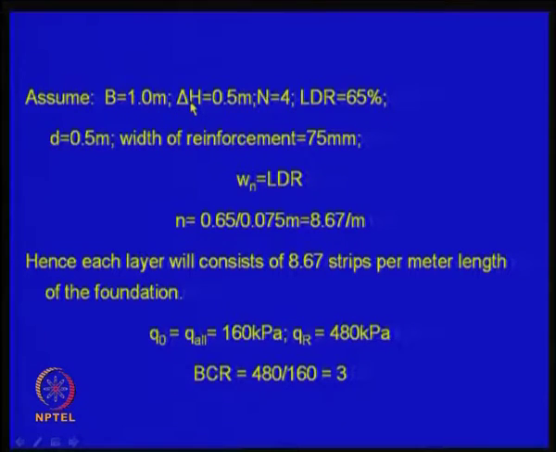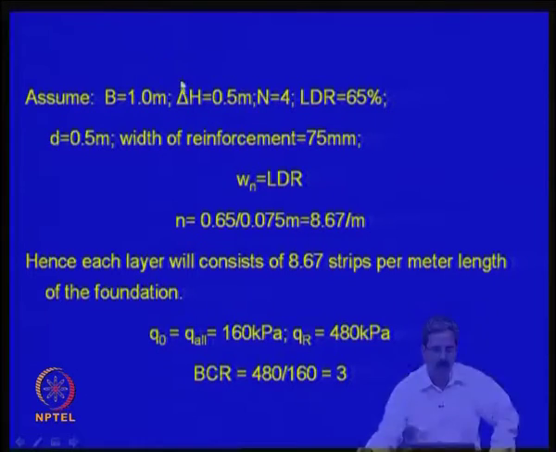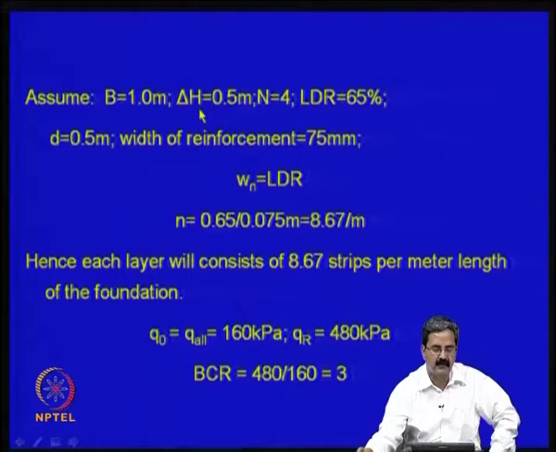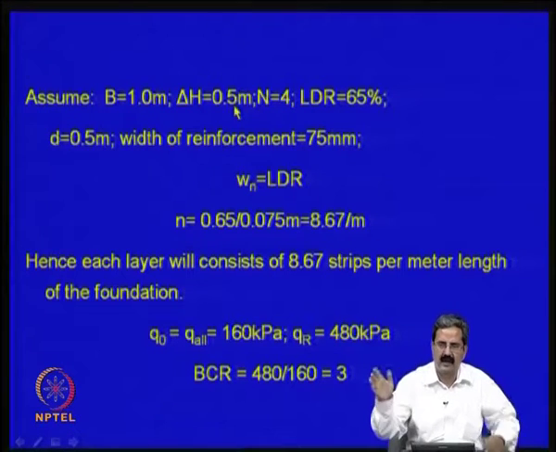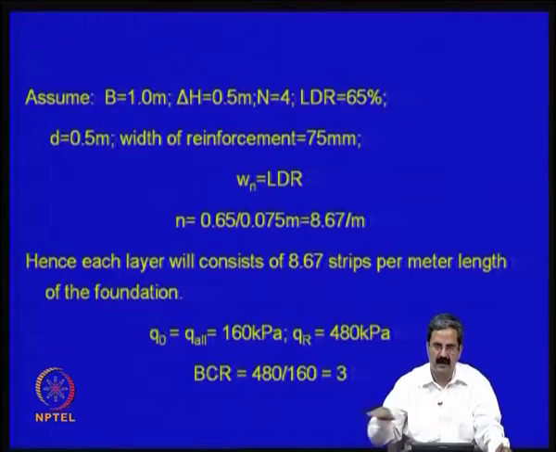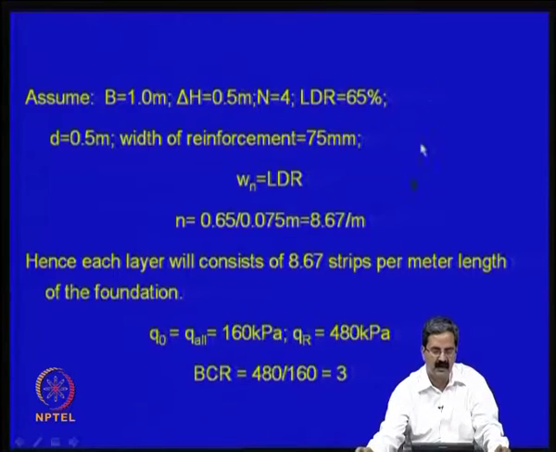As I just mentioned, I would like to avoid shear failure occurring at the top. So I place the first layer of reinforcement at delta H equal to 0.5, and the spacing is also 0.5. To maintain that, I have taken a 1 meter footing and then place reinforcement every 0.5 meter. The length is still not decided, but I know the foundation size is B equal to 1 meter, and I am taking the linear density ratio as 65%.